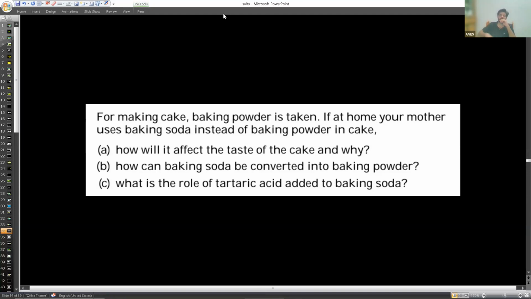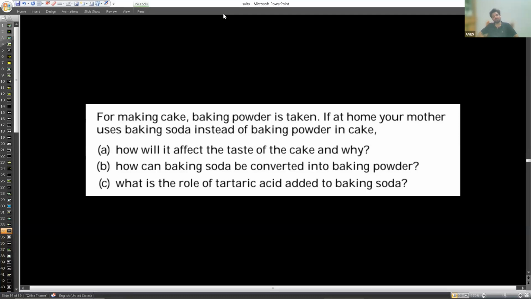For making cake, baking powder is taken. If at home your mother uses baking soda instead of baking powder in the cake, how will it affect the taste of the cake and why? Will it be the same? It will be better in taste. Because baking soda is only sodium hydrogen carbonate, which is a basic salt. So it will not be better in taste.